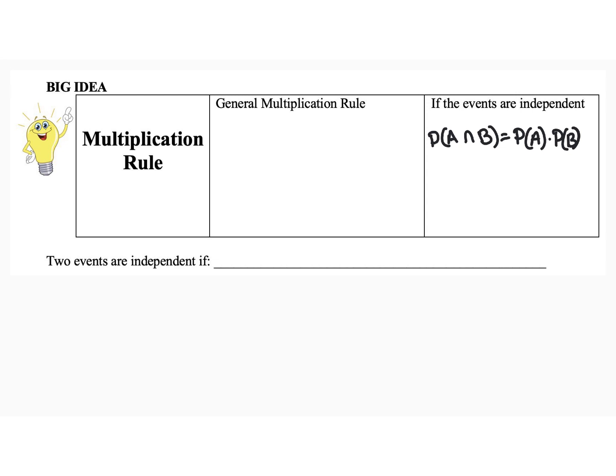However, in general, I don't always know that I have independent events. So if I do not have independent events, the probability of A and B occurring is still equal to, it's a multiplication scenario, the probability of A times the probability of B given that A has already occurred. Now this is not on your formula sheet, but it's actually derived from the conditional rule.